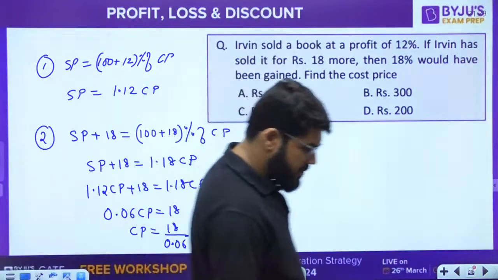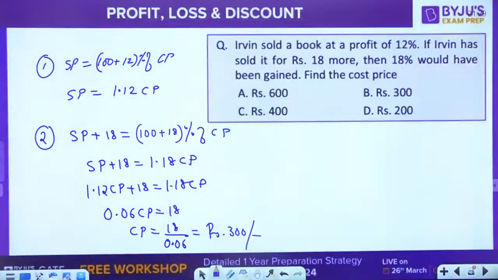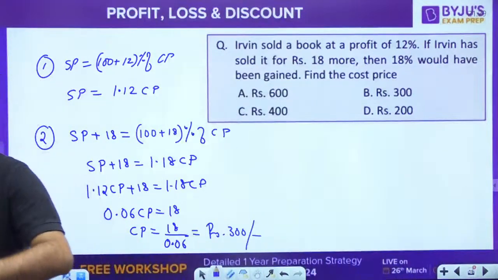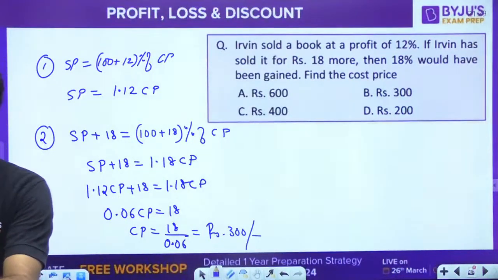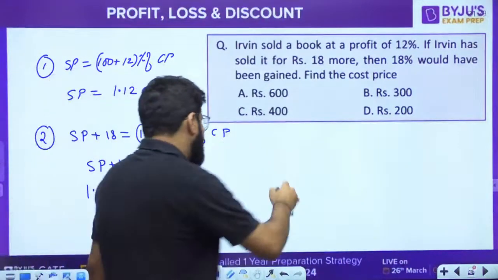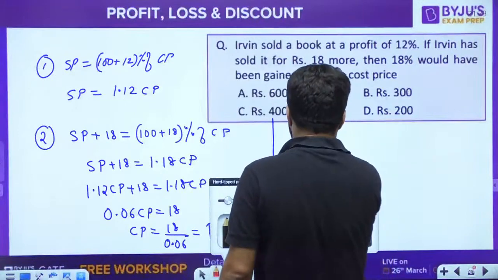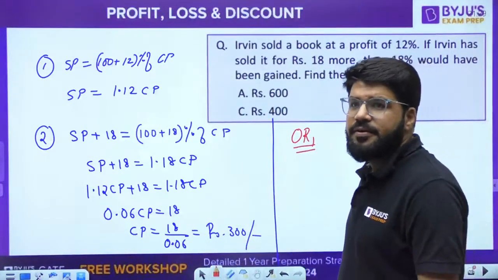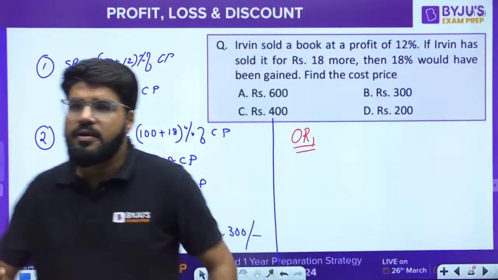That is rupees 300. Okay. Let's go. One more way of solving this question, one more direct way. That was done by equation. Okay. Right.